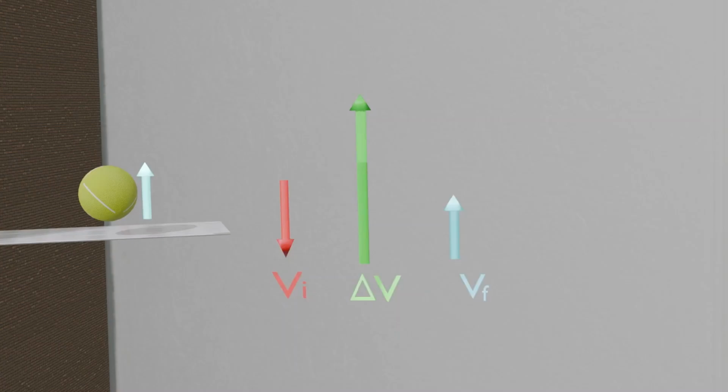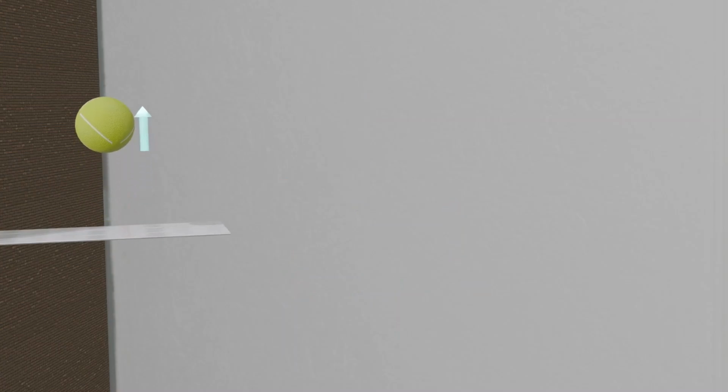And then as the ball goes upwards, the velocity reduces all the way to 0 when the ball reaches the maximum height.